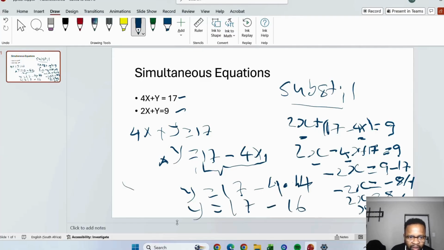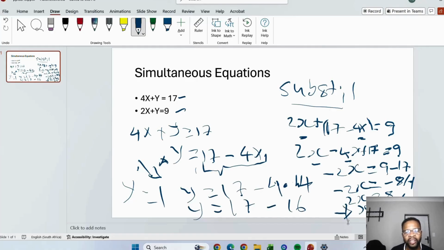Which means our value of y, 17 minus 16, is equal to what? It's equal to 1. So we go back to our answer through the method of substitution. Our value of y is equal to 1. Our value of x is equal to 4. So basically, we've managed to calculate the value of y, and we've managed to calculate the value of x. So that's how we do it using the method of substitution.